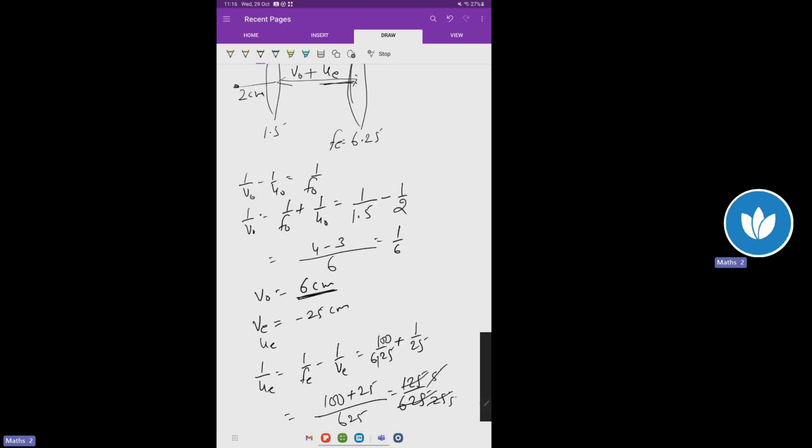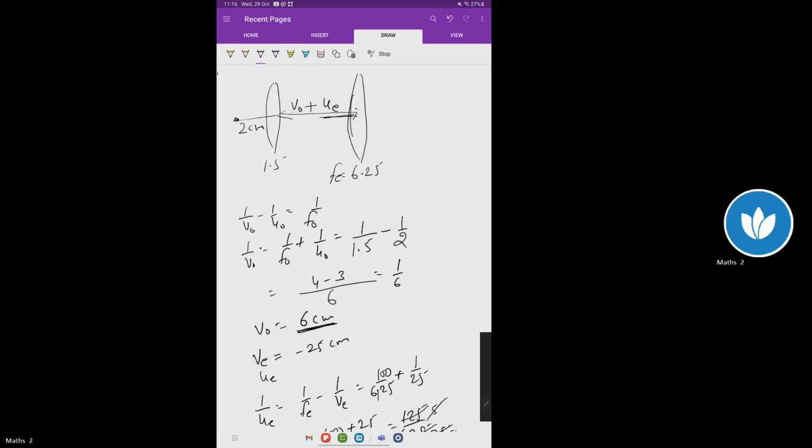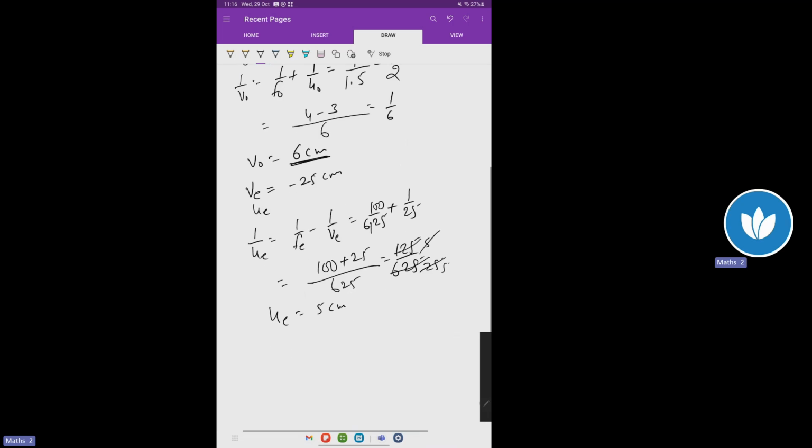and V naught is 6 centimeter. So this tube length, or distance between the two lenses, is 11 centimeter. Option D.